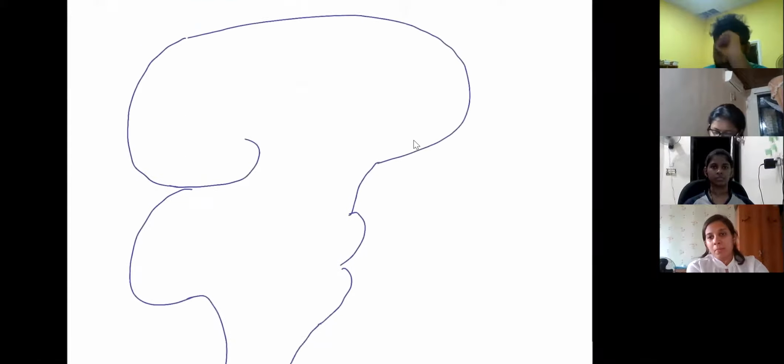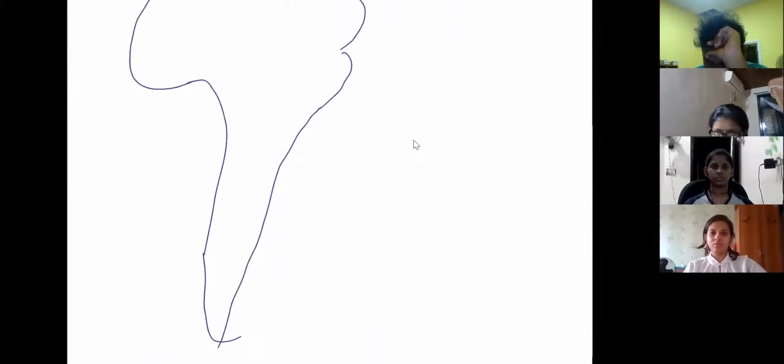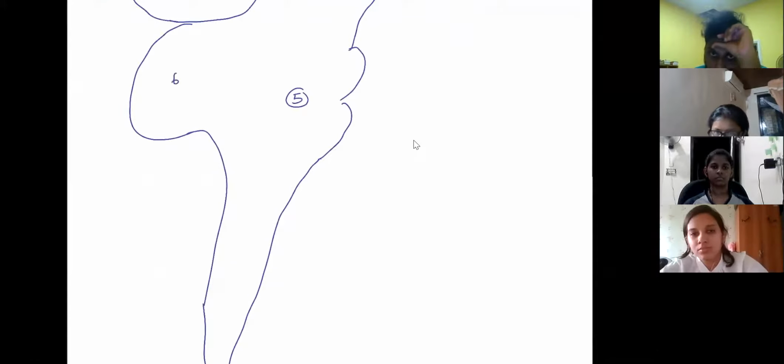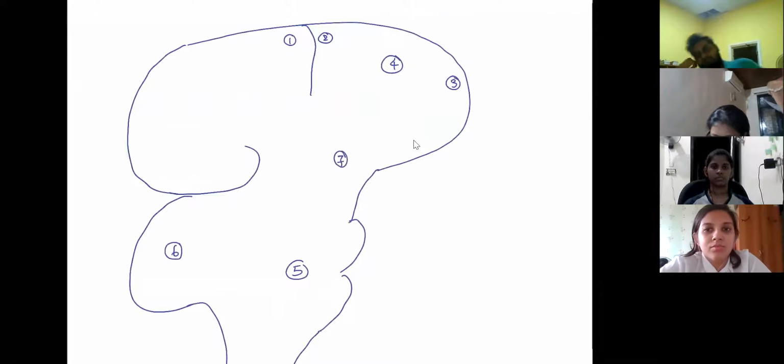I already discussed this once, but I'm going to discuss this again. Where does a thought process start? Which area? I'm going to label some areas. 1, 2, 3, 4, brainstem. 5, 6. Where does a thought process start? Okay, thalami here.